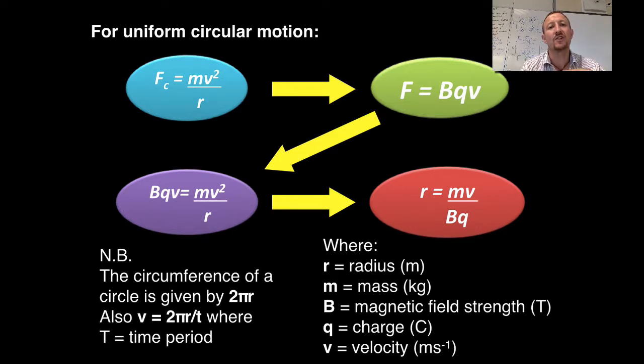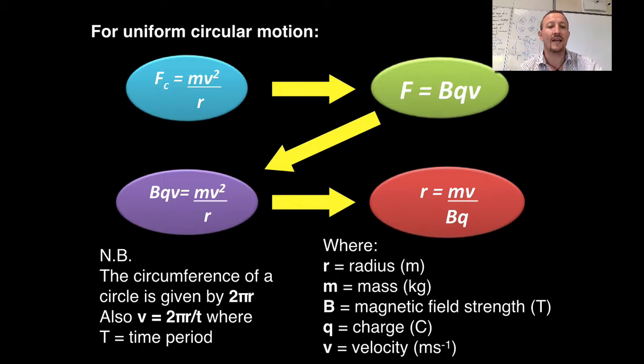But we can substitute in for the force here, because we know for a charged particle, the force generated on a charged particle is BQV, from the green ellipse. So if we substitute the force from the green ellipse into the force for the blue ellipse, we then get our purple ellipse, which is basically BQV equals mv squared over r.